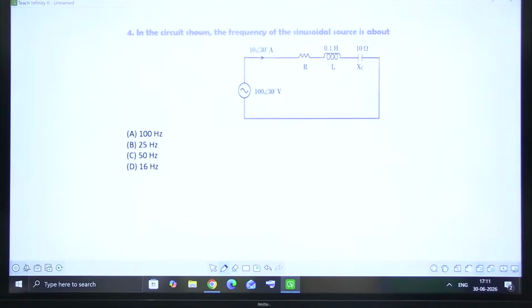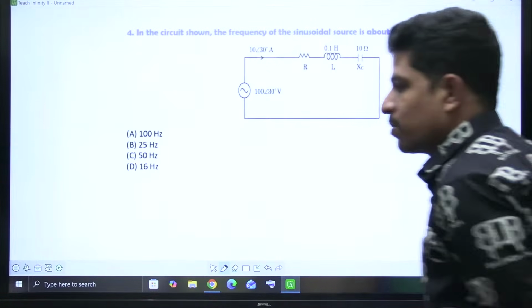The question is asking, in the circuit shown, the frequency of the sinusoidal source is about. It is asking about the frequency. If you see this circuit, some very good inferences can be made from it. A lot of learning is possible from this circuit.